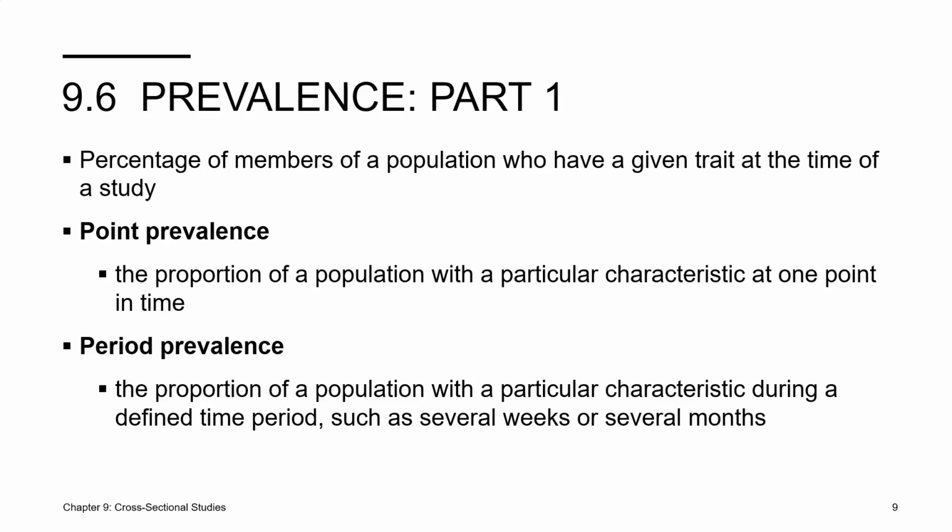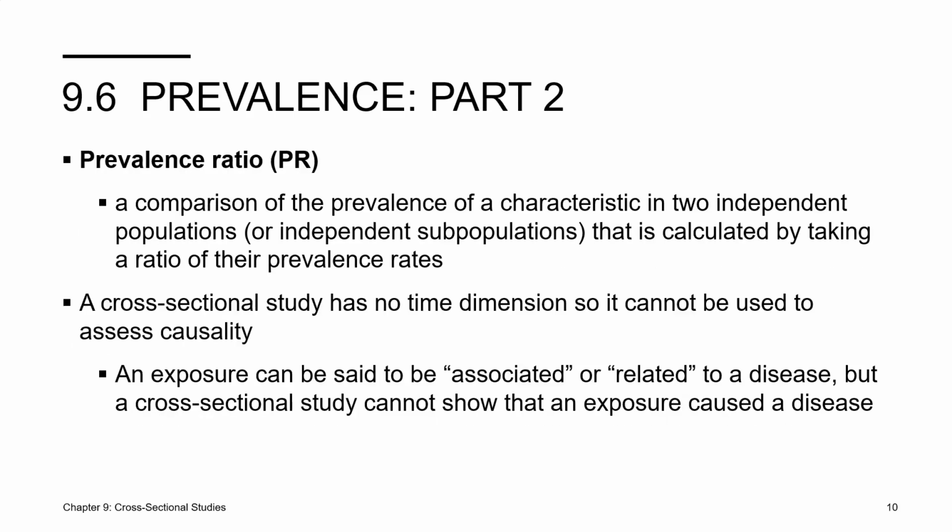It's the proportion of the population with a particular characteristic during a defined time period, such as several weeks or several months. A prevalence ratio is a comparison of those prevalence estimates. It's a comparison of the prevalence of a characteristic in two independent populations or independent subpopulations that is calculated by taking a ratio of their prevalence rates.